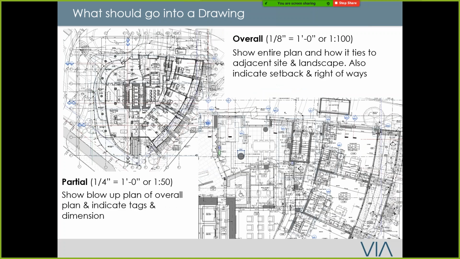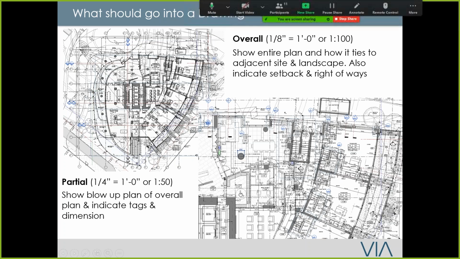All right, so here's an example of what we typically do when you do working drawings. What we have is what we always call the overall plan, where we show the entire floor, how it ties into adjacent site landscape, and also indicates setback and right of way. And once you get into the 1 to 50, let's say a 1/4 inch, we call it partial. I know that sometimes people like to label in like 1/4 inch plan, 1/50 plan, etc. You can do that, but I like this convention, overall and partial.